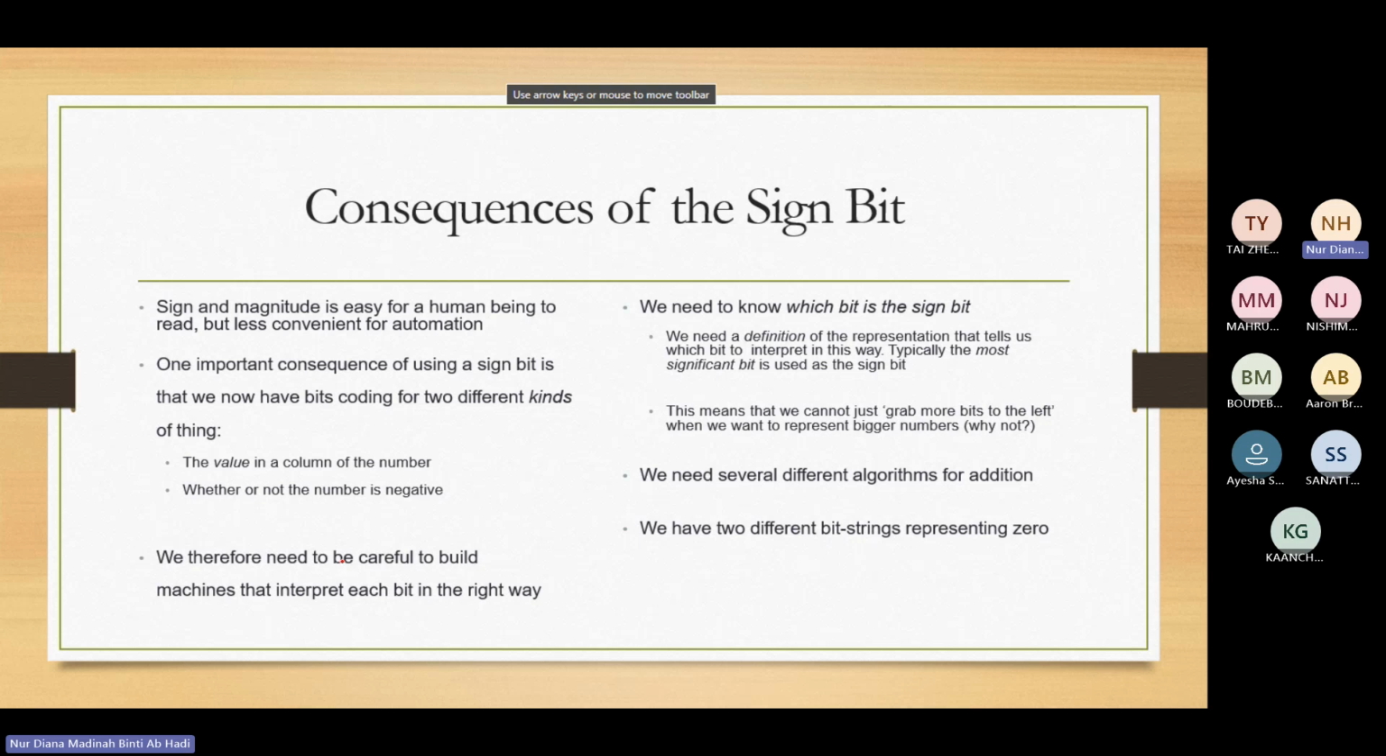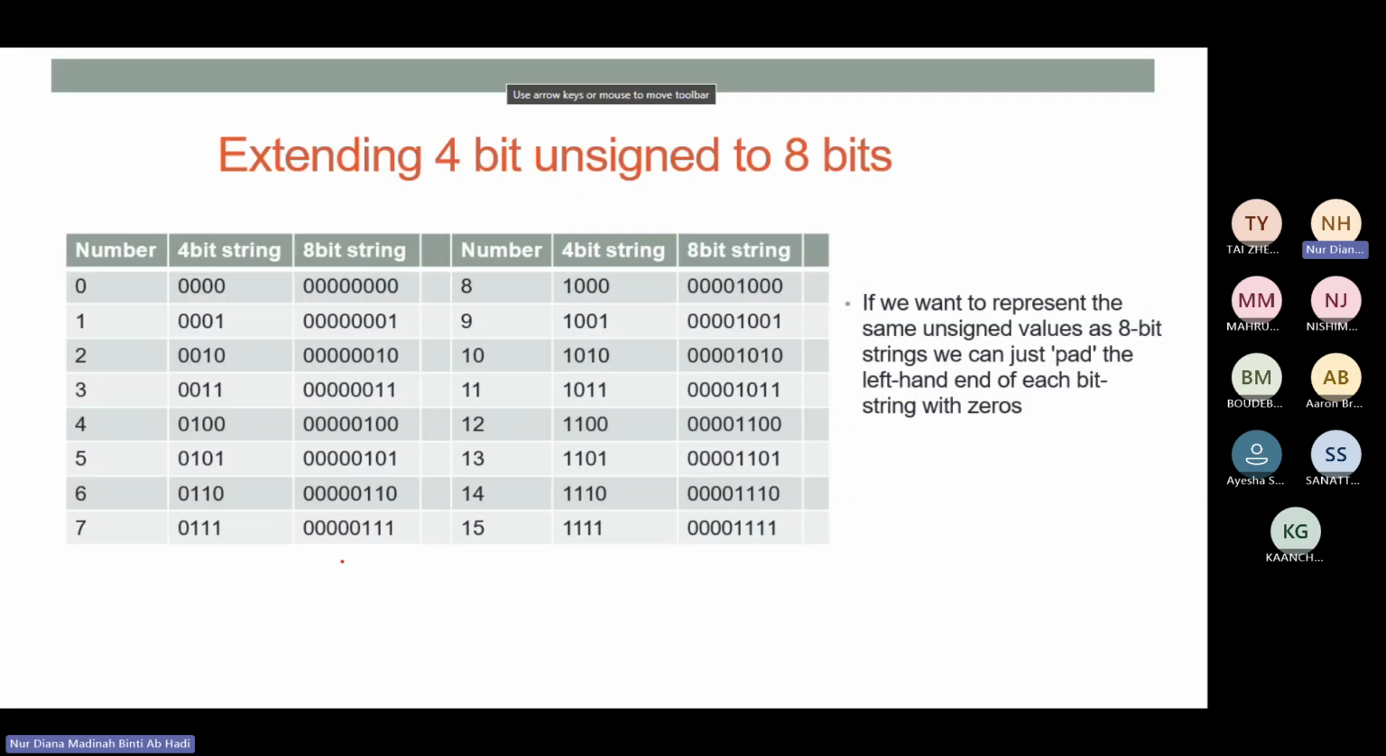Okay, therefore we need to be careful to build a machine that interprets your bits right away. So we need to know which bit is the sign bit. We need a definition to tell us which bits to interpret in this way. Therefore, we cannot grab more bits to the left when we want to represent bigger numbers. So we are required to have a different algorithm for addition. We also have two different bit strings to represent the 0 like this.